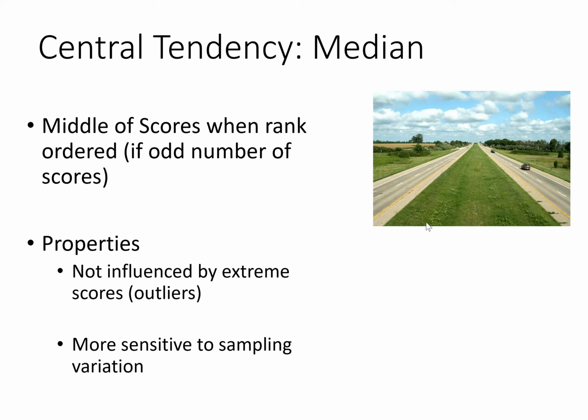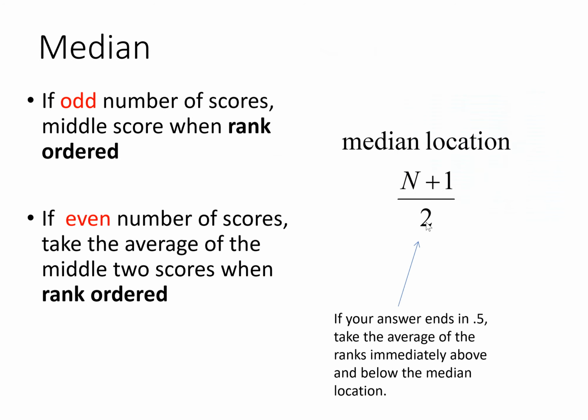But it is more sensitive to sampling variation, so that's why it's often not the go-to measure of central tendency unless we do have an issue with extreme scores and or skewness in our data. So like I said, if there's an odd number of scores, the median is basically the middle score when the scores are rank ordered, and if there's an even number of scores, it's the average of the middle two scores when rank ordered. If you wanted to create rankings for the scores with small data sets, this usually isn't necessary.